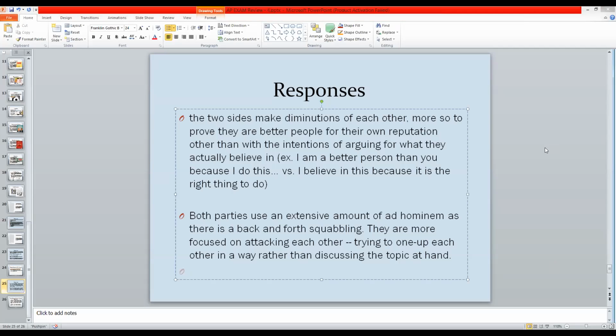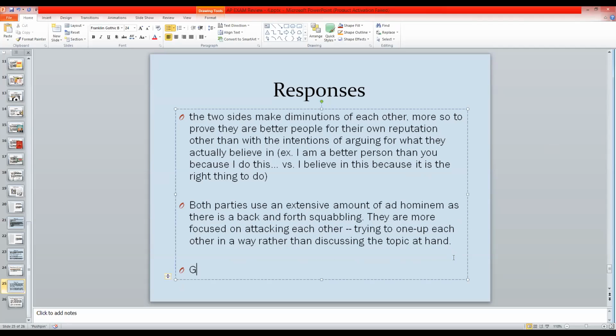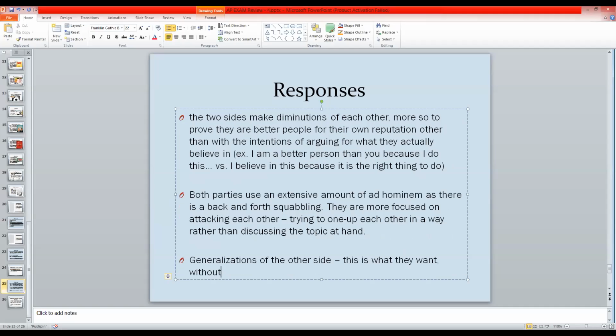Andre, go ahead. I feel like they make so many generalizations of the other argument without offering any sort of evidence. For example, they just say this is what they want without citing any source. Although it might be just common sense, I'd rather say a logical fallacy is that they don't have any concrete evidence.